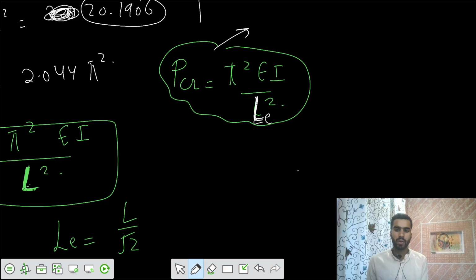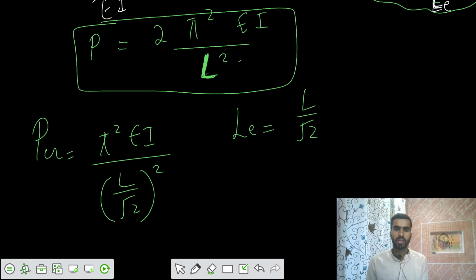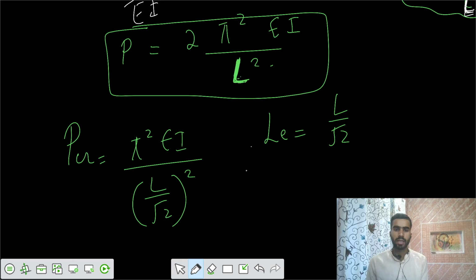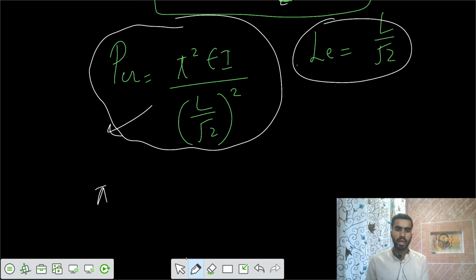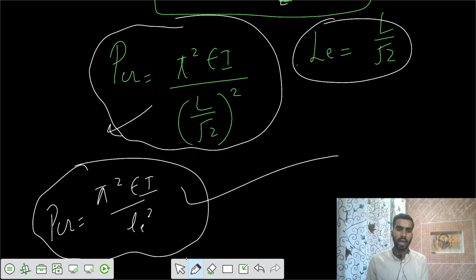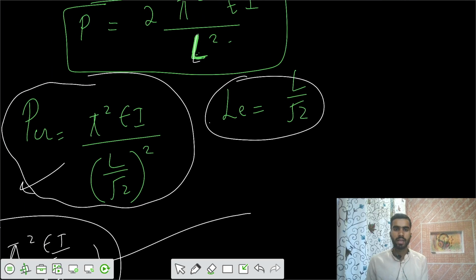So that's why your condition of L effective is changing. So the overall value is equal to pi square EI by L effective square. This is your critical load. So this is the general equation, and from that we are changing the effective length, and your critical load is also varying. So for this condition, we say effective length is L by root 2.